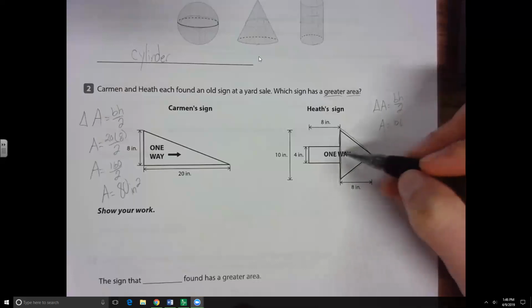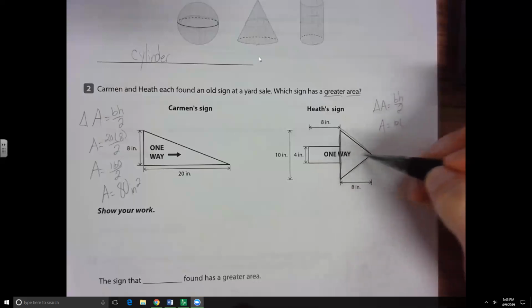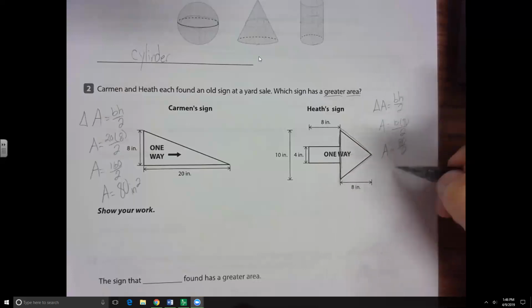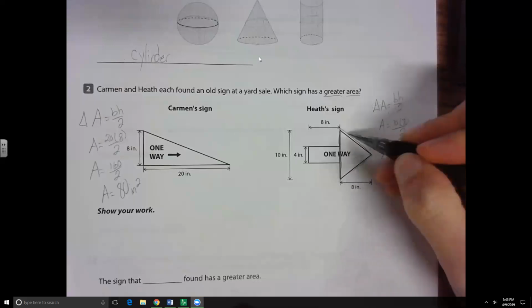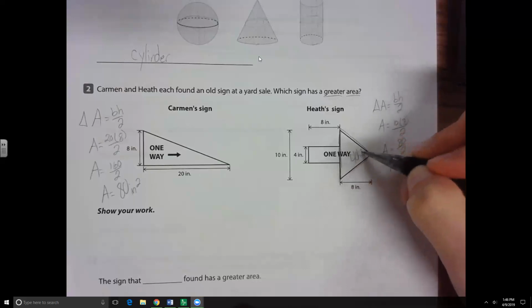So this has to be a straight line. These lines are slanted, so they can't be a height. Height has to be straight up and down. So the distance of this line is 8, and then I'm going to divide that by 2. So 10 times 8 is 80, and then 80 divided by 2 is 40 inches squared. So the area of just this triangle is 40 inches squared.